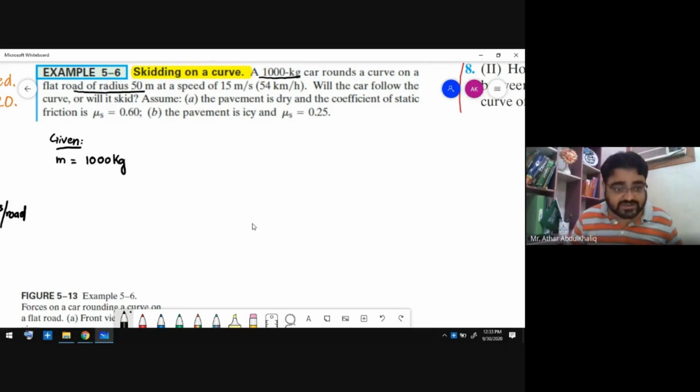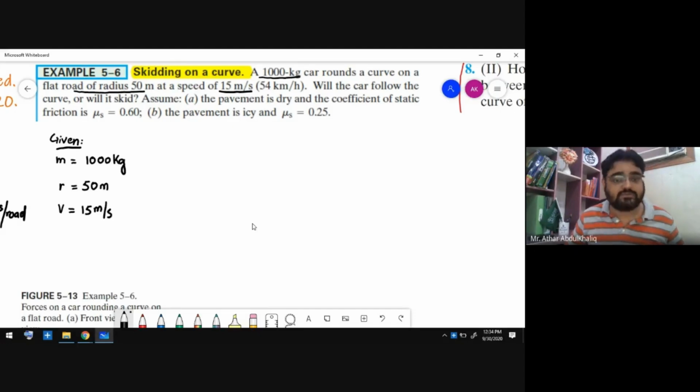The radius of that circular motion or circular path is 50 meter, and the speed of the car is 54 kilometer per hour or 15 meter per second. Meter per second is our SI unit, so I will use 15 meter per second.